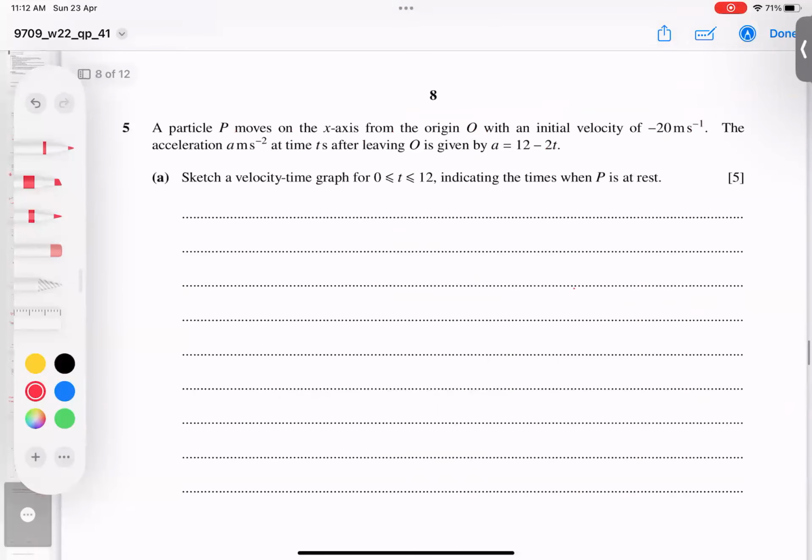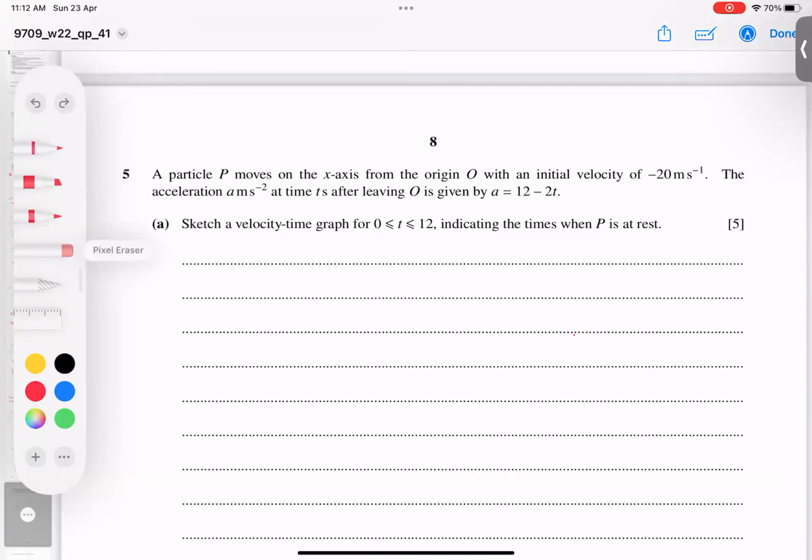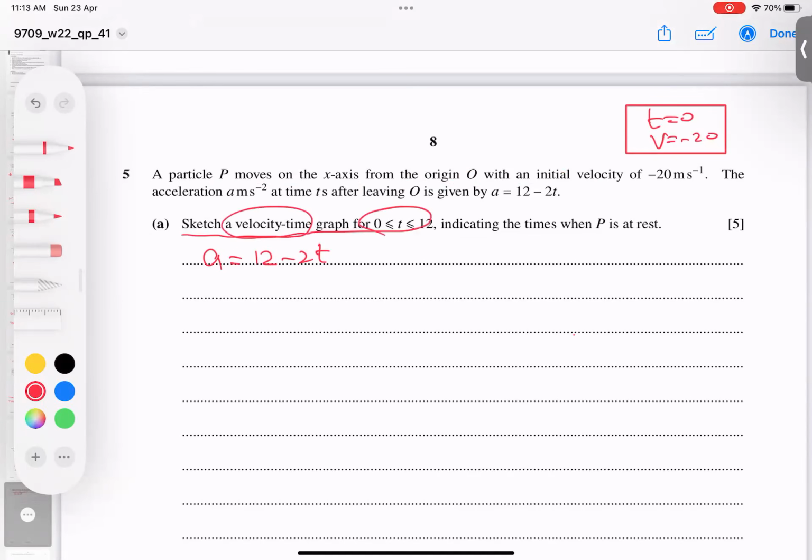Let's talk about question number 5. The particle P moves along the x-axis from the origin O. Initial speed is minus 20. You know what this means? It means that in the beginning, when time is 0, velocity is negative 20, given by him. And the acceleration expression after leaving O is given by him. So I'm writing the acceleration expression 12 minus 2t, and he has said to sketch the velocity-time graph for 12 seconds, indicating the times when it is at rest.